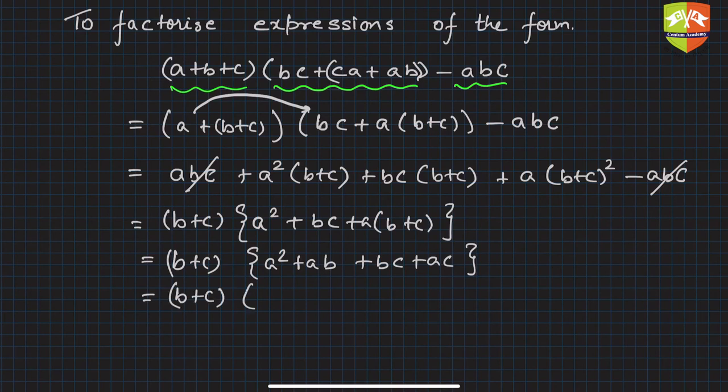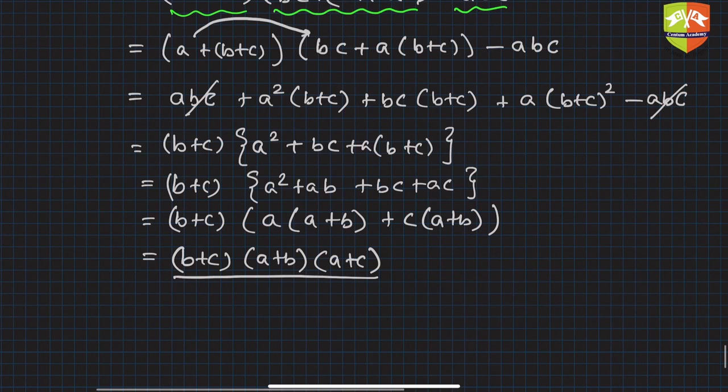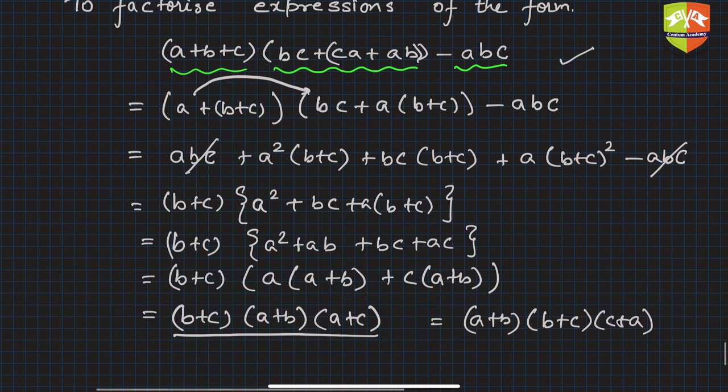So now a is common here, giving a + b, and here c is common, giving a + b, correct? So a + b can be taken as common once again. So (b + c)(a + b)(a + c), or rearranging, (a + b)(b + c)(c + a) is nothing but the given expression, right? So this expression is reduced to this form.